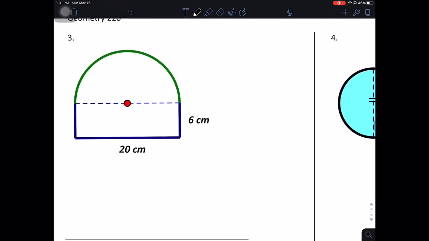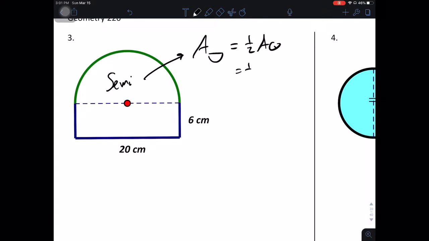This is a composite shape. It consists of half a circle, which we call a semicircle. The area of a semicircle is 1/2 the area of a complete circle. So it's half pi r squared. And this semicircle has a radius of 10 because the diameter here is 20.